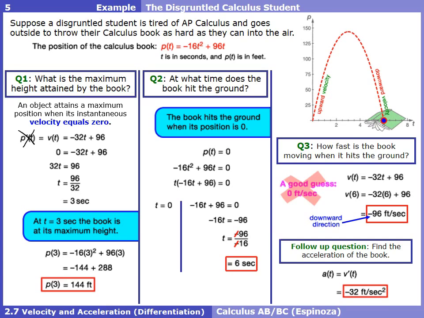But note the units. The units on acceleration are feet per second squared. Velocity has just feet per second. Acceleration has feet per second squared. So if you weren't aware of that, please make note of that unit on acceleration.